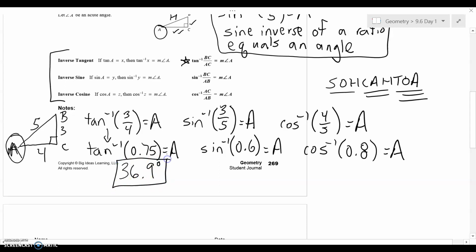And that is what your tangent inverse, sine inverse, and cosine inverse keys do. If you say, okay, I've got this triangle with a 3 and a 4, if I take the tangent inverse of 3/4 or 0.75, your calculator then knows and can tell you what that angle measure is going to be.